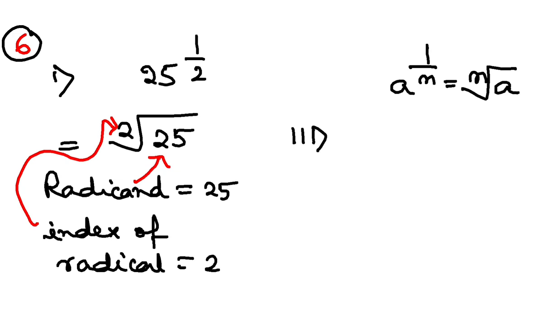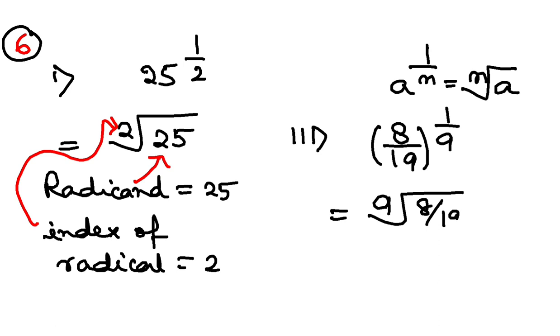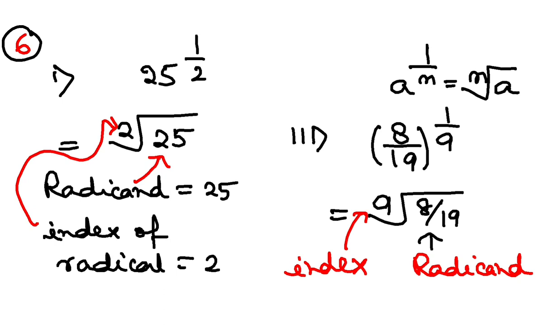I hope you can solve these questions. Now let me show you one more so that you understand it better. 8 by 19 whole to the power 1 by 9. So the 9th root of 8 by 19. So this is my radicand and this is my index of the radical. Right? Rest of them you can obviously solve very easily, similar type of questions. Now let's go to question number 7.